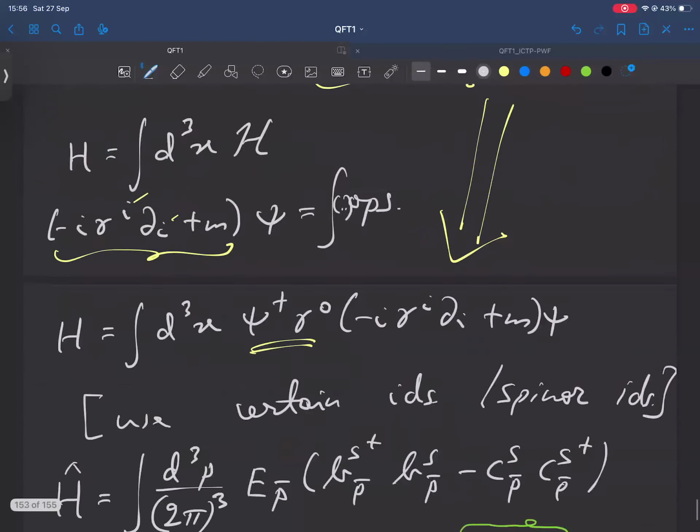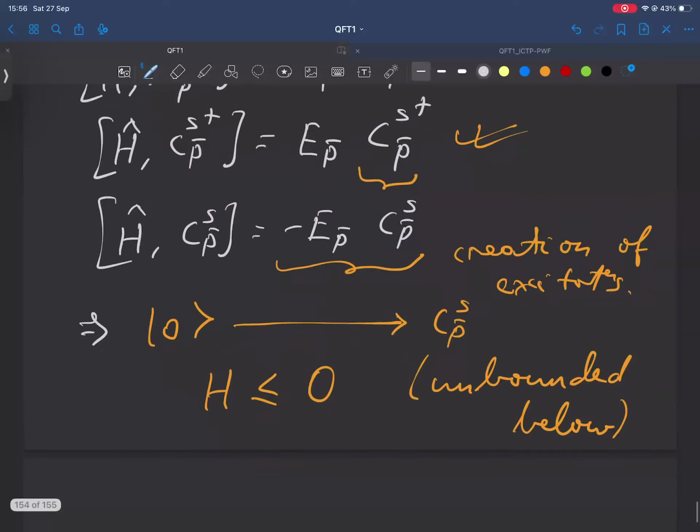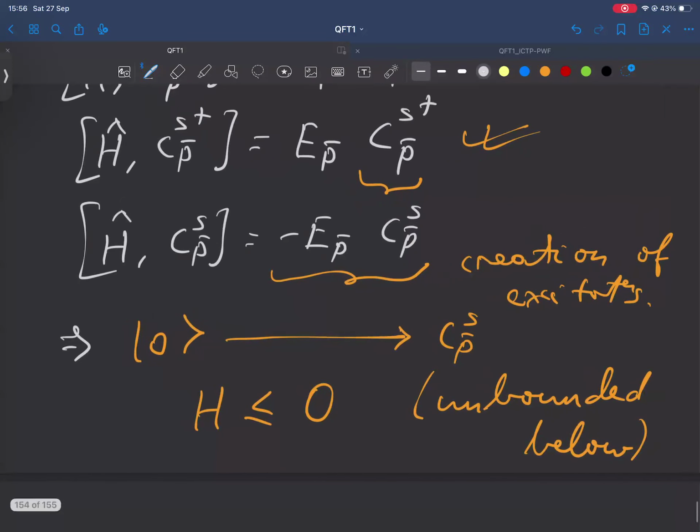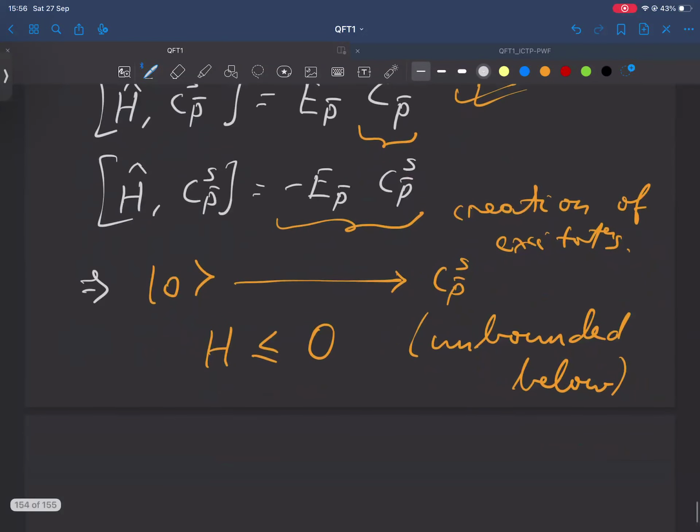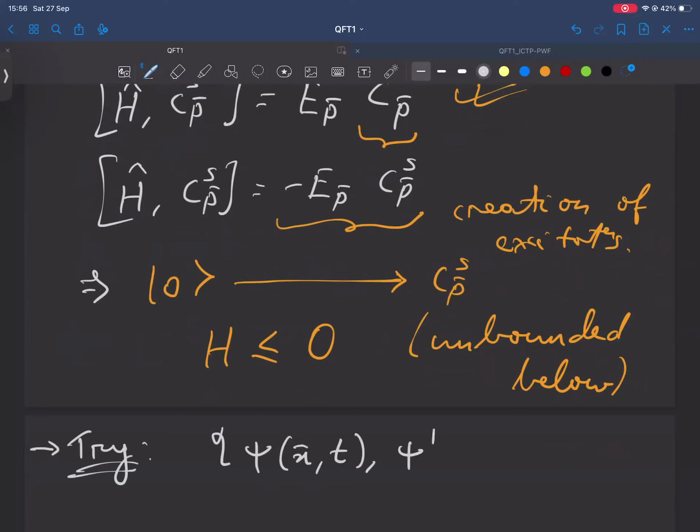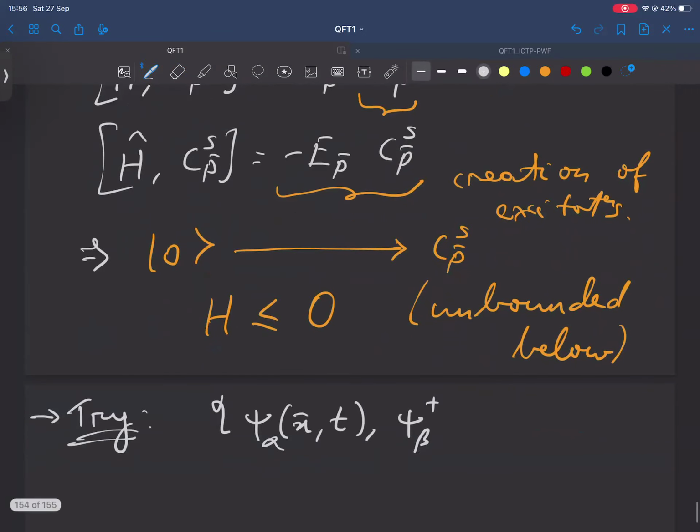Now, with this, you should be able to convince yourself that the problem was trying to impose commutators on spinors. So what people then did, they said, okay, let's forget about commutators. Let's impose anti-commutator relations now. Okay. So psi x t, psi dagger, alpha beta. And this is just a try yet. We are not saying that we will succeed with this, but let's see.